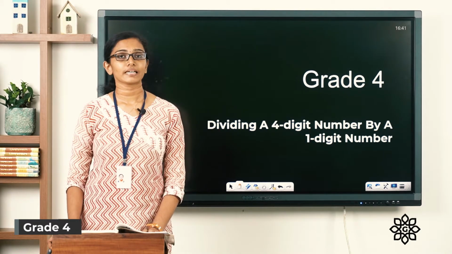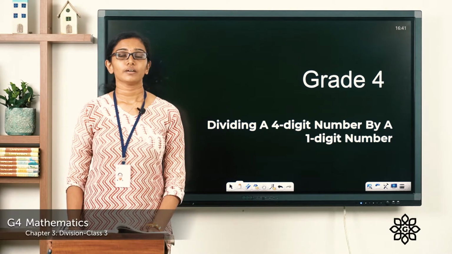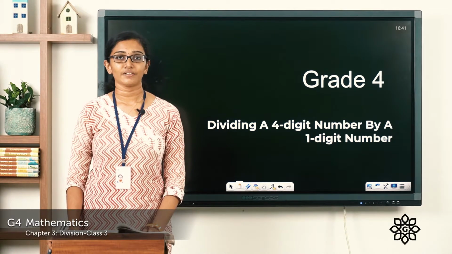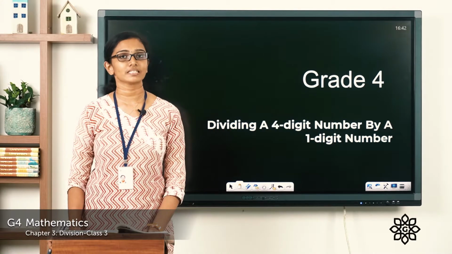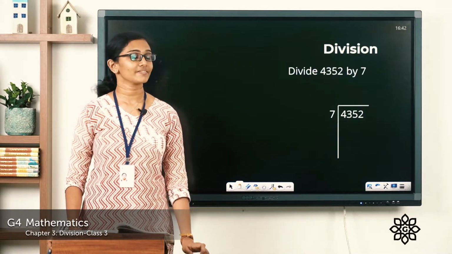So we have been learning about division. Today we'll see how we can divide a 4-digit number by a 1-digit number. So look at this question given here.